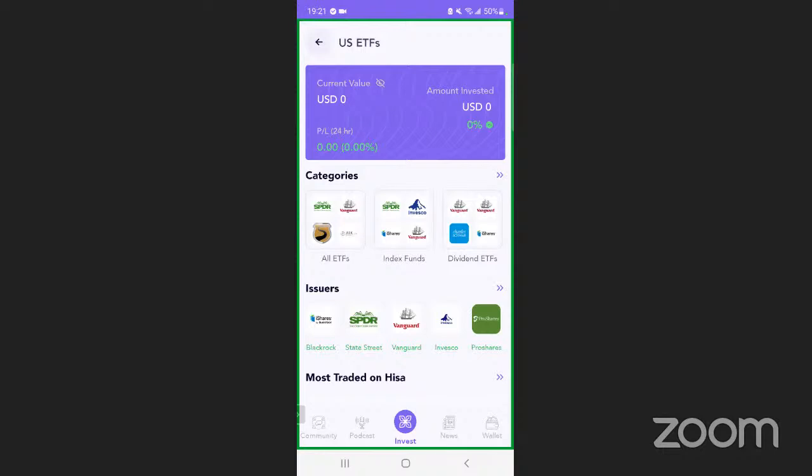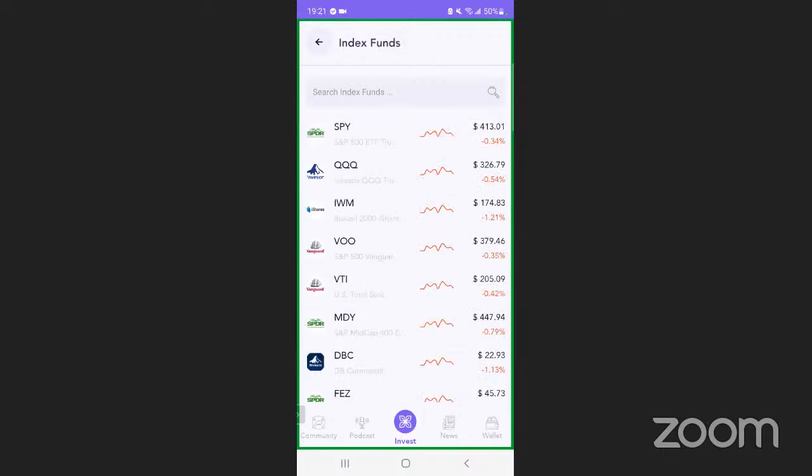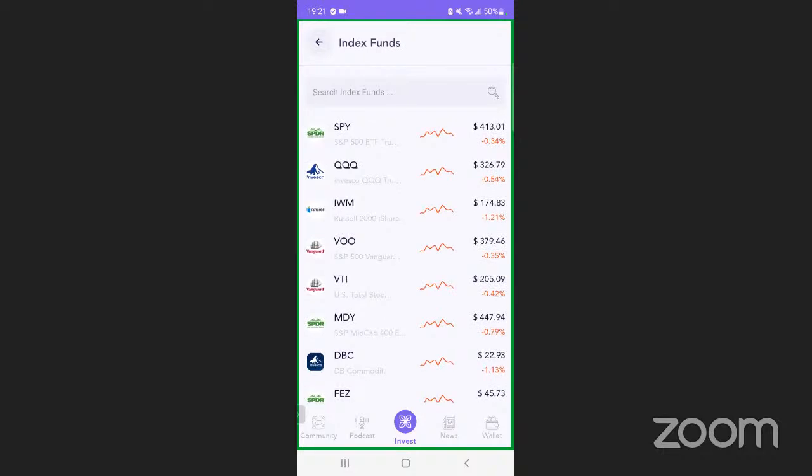So for beginners, I think most beginners might not know which ETFs to get started with. So for beginners, you are actually advised to invest in index funds. So that's why we decided to include an index fund category. So click on index funds, and the moment you click on index funds, you'll be able to see some index funds you can start with. So the most common one is SPY. This is the S&P 500 ETF, which allows you to invest in the S&P 500 index, or basically the 500 largest companies in the US. So you can just click on SPY and start buying.